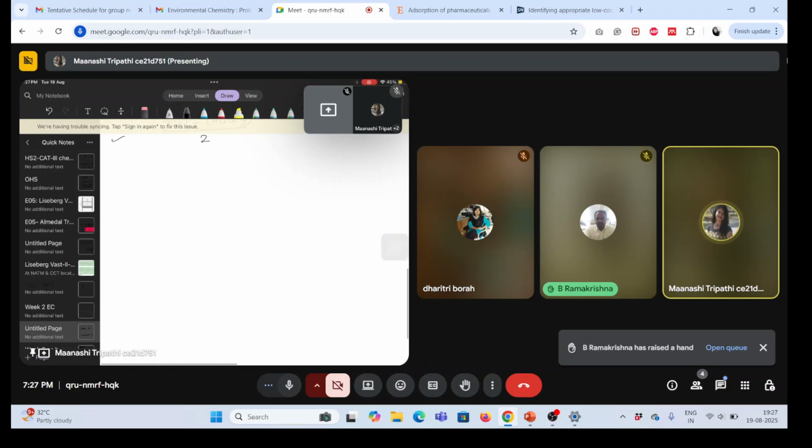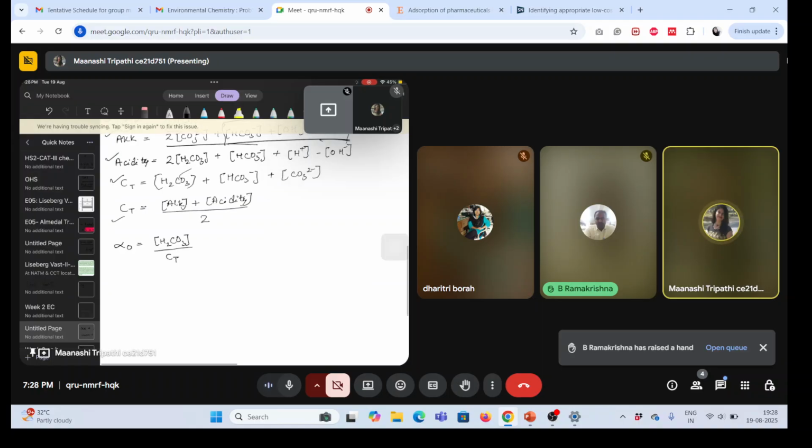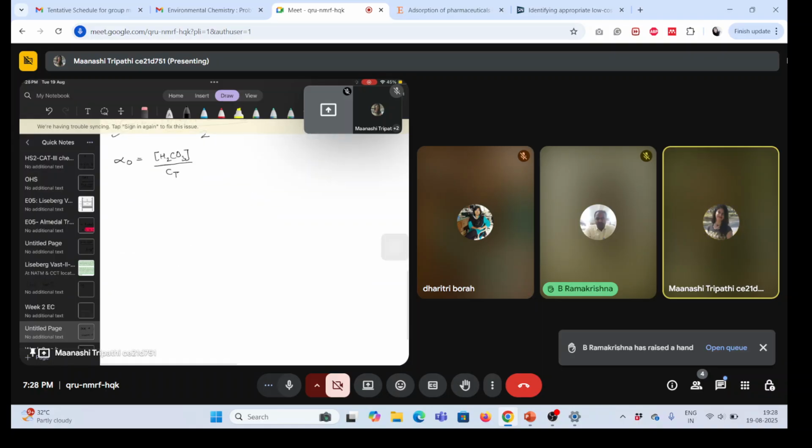Now coming to ionization fraction. There are some ionization fraction terms. First one is alpha naught. So what is alpha naught? It is simple: H2CO3 divided by Ct. Ct we know, Ct is the sum total of all the species. Next ionization fraction is alpha 1, HCO3 divided by Ct.